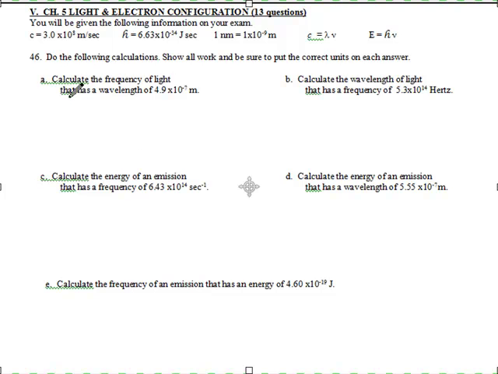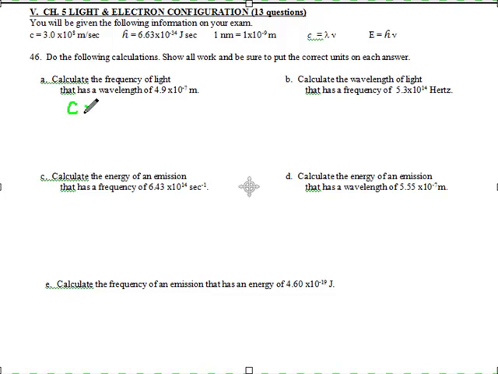It says calculate the frequency of light that has a wavelength of, and it gives you the wavelength. So ask yourself, what two variables do I have here in this equation? And then look at your possible equations. We'll give these to you on the test. And figure out which one you need. So over here you need the speed of light one because it's got frequency and wavelength in it.